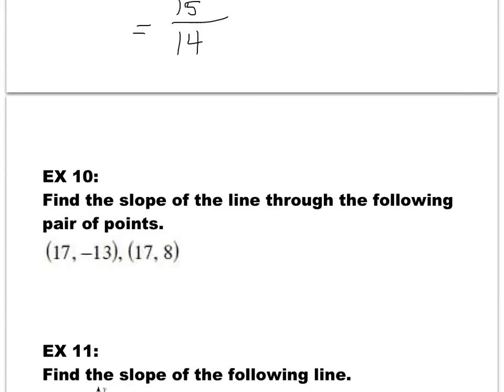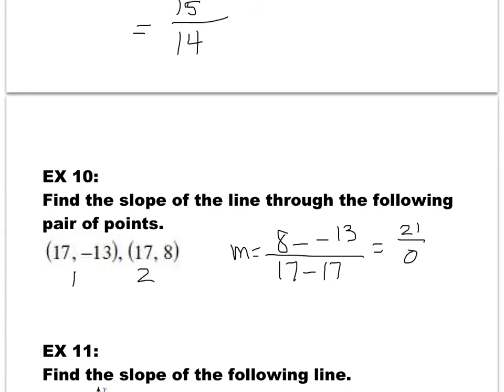Okay, this one. There are 2 points again. This time I'm going to pick this point 1, this one point 2. So I'm going to go ahead and write the formula. The formula says that m is y2. y2 is 8, minus y1. The y coordinate of the first point is negative 13, so it's minus negative 13, divided by x2. x2 is 17, minus the x coordinate of the first point, which is 17. So I get 8 plus 13, minus minus is plus, so it's 21 over 0. If you use your calculator, you get an error.